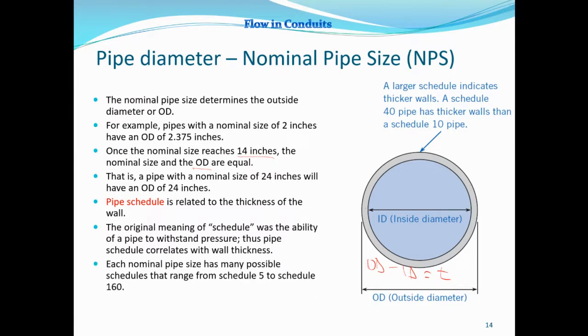Each nominal pipe size has many possible schedules that range from schedule 5 to schedule 160, depending on the condition that it is going to be used and the pressure that it is going to work under, depending on the working pressure, because the schedule, as we mentioned earlier, is simply the ability of a pipe to withstand pressure.